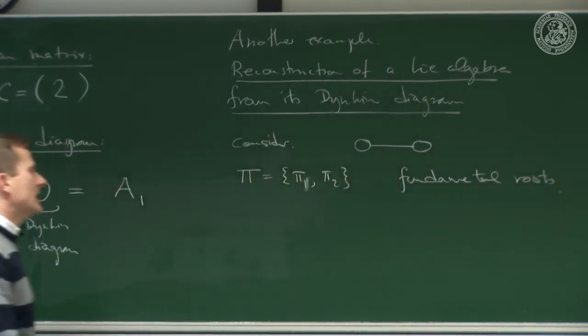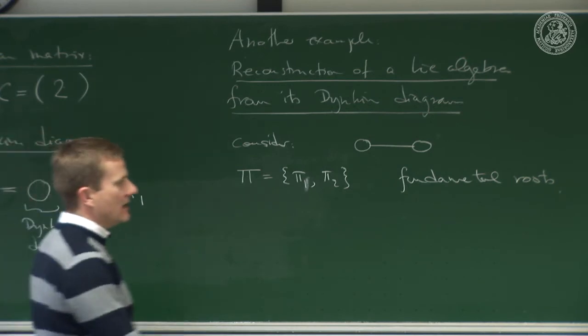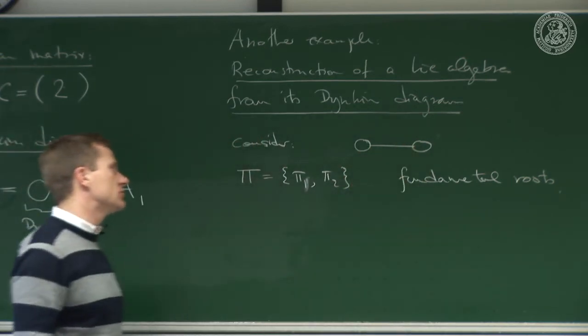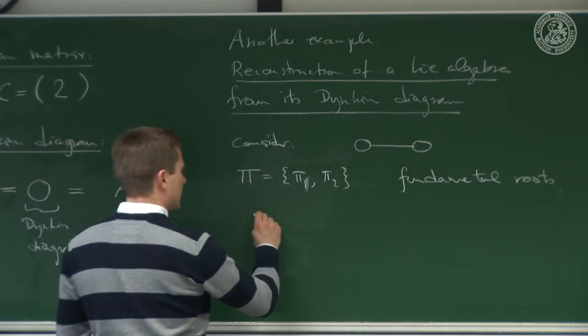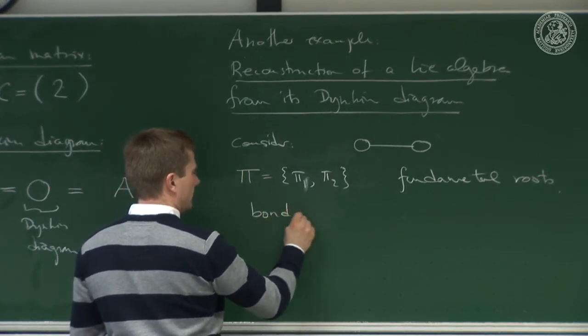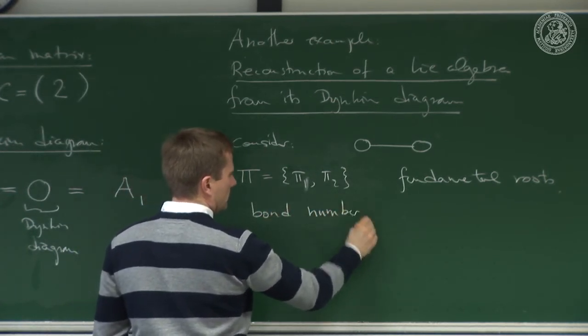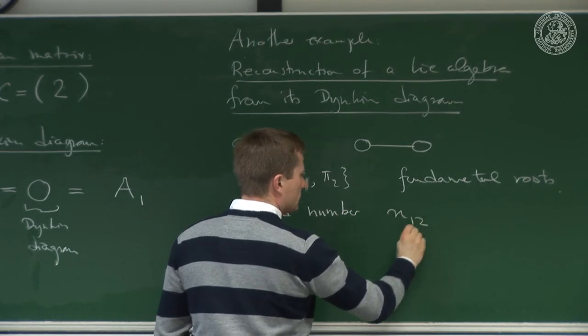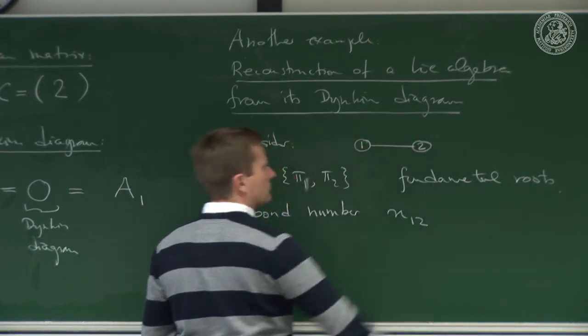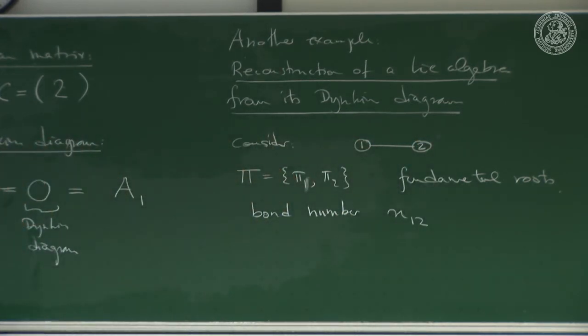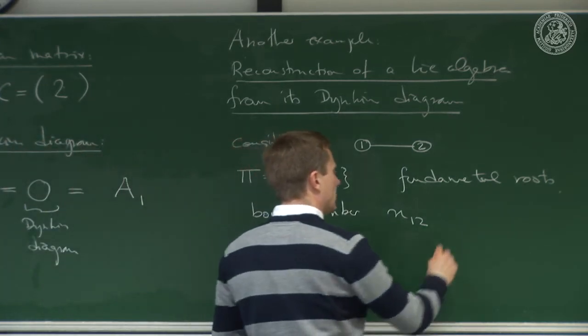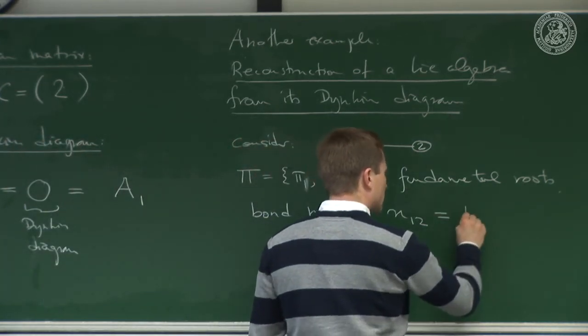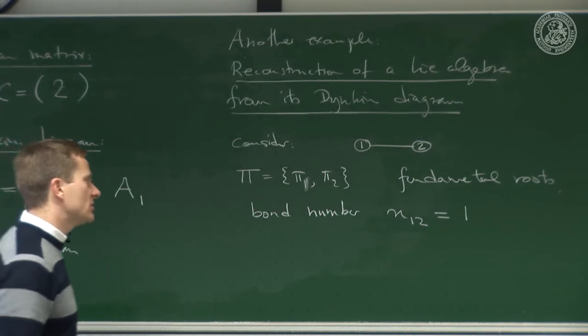Now, we have something on top. We have one bond between the two. But that means that the bond number n1,2, say this is root 1 and this is root 2, it doesn't matter because the diagram is symmetric, but the bond number n1,2 is 1. Now what's the bond number?